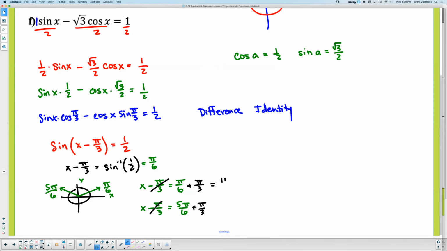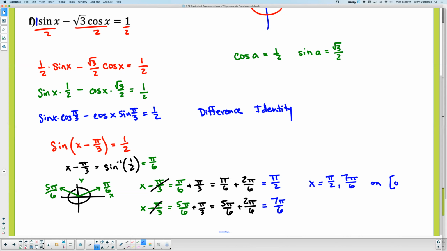Let me just go ahead and write that out. Pi over 6 plus 2 pi over 6. Down here we have 5 pi over 6 plus 2 pi over 6. Which gives us our two answers. 1 pi over 6 plus 2 pi over 6 is 3 pi over 6 or half a pi. And then here, 7 pi over 6. Those are our two solutions. Pi over 2, comma, 7 pi over 6 on 0 to 2 pi.